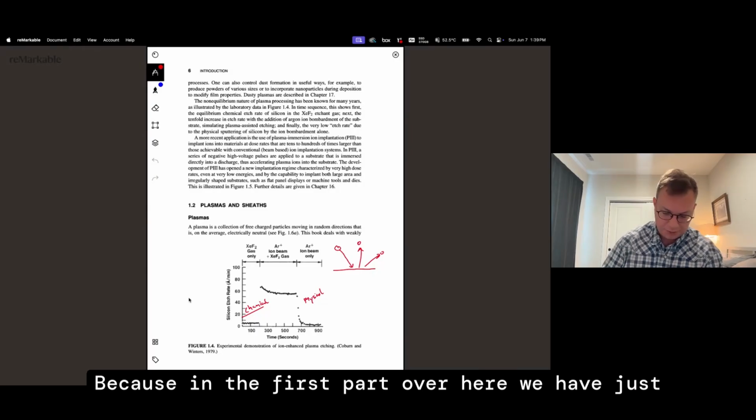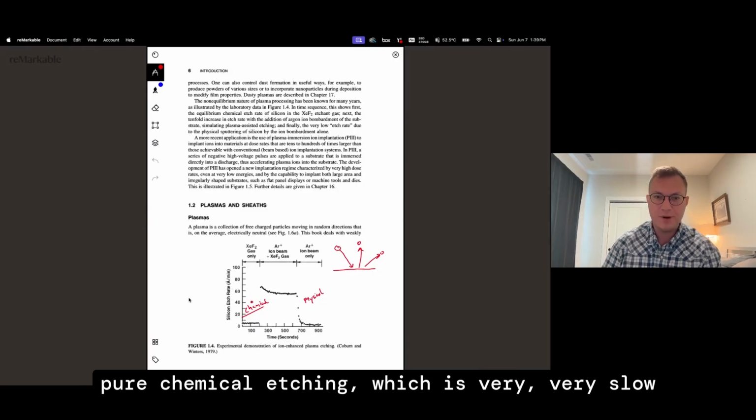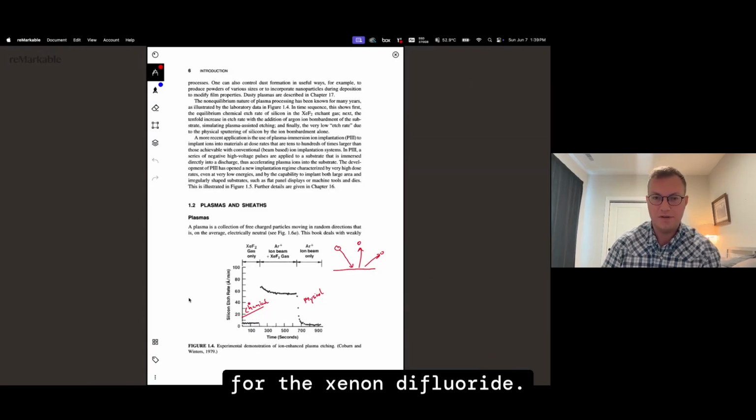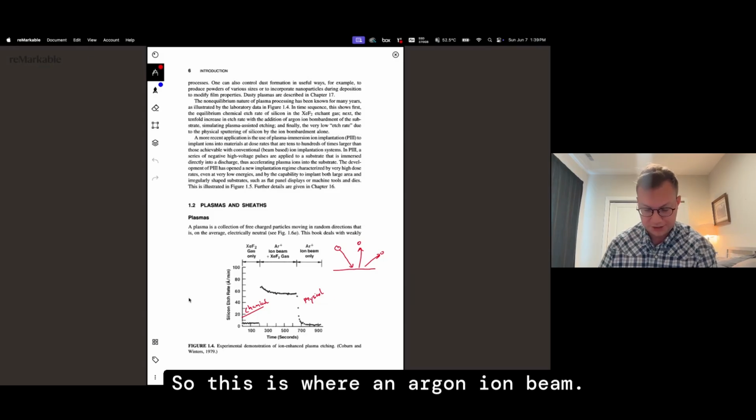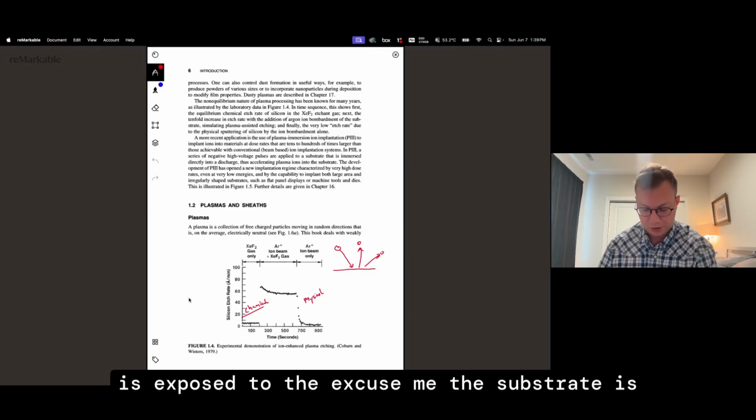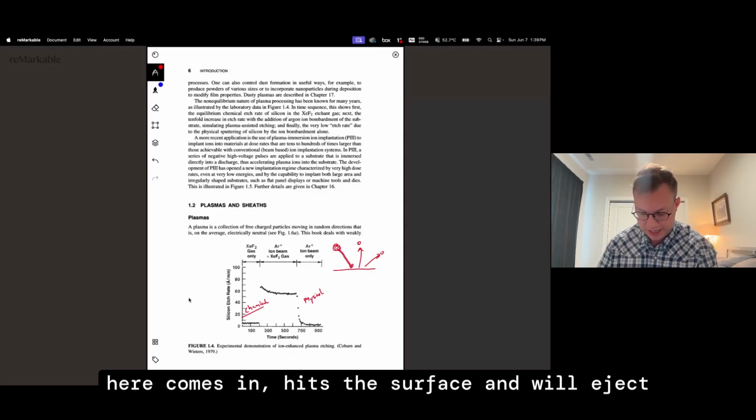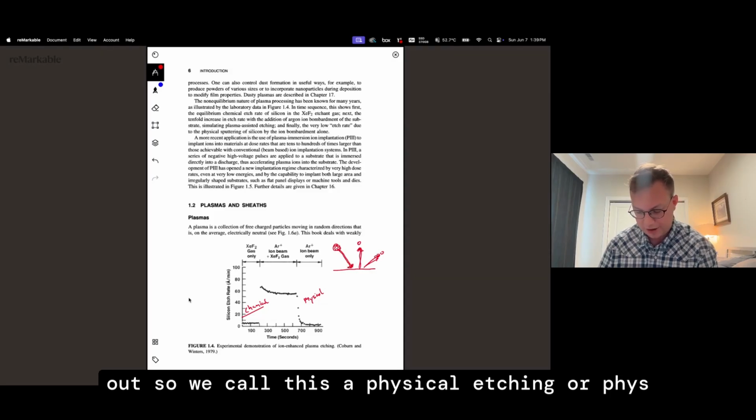Because in the first part over here, we have just pure chemical etching, which is very, very slow for the xenon difluoride. And on the right, we have pure physical etching. So this is where the substrate is exposed to this argon ion beam. And the argon here comes in, hits the surface, and will eject out. So we call this a physical etching or sputtering.